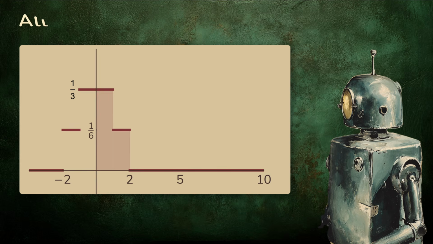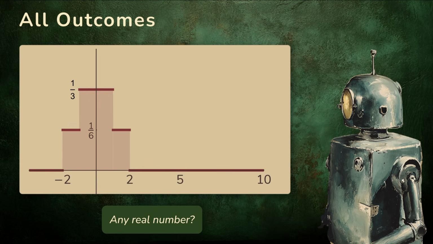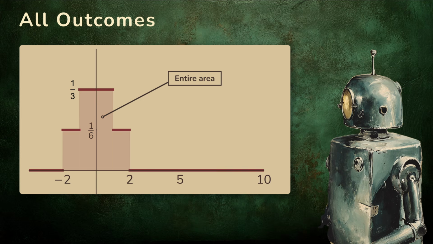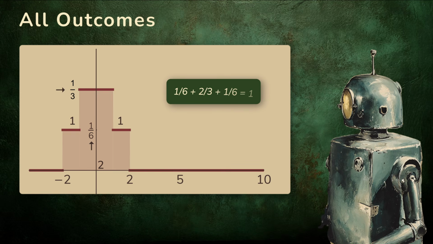One final calculation. What's the probability of getting any real number? This is the area underneath the entire PDF. Luckily below -2 and above 2 the density is 0, so we can ignore those parts. This leaves us with 3 rectangles. The two outer rectangles both have a width of 1 and a height of 1/6. The middle rectangle has a width of 2 and a height of 1/3, so the three areas are 1/6, 2/3, and 1/6. If you add these together, you get 1 or 100%.